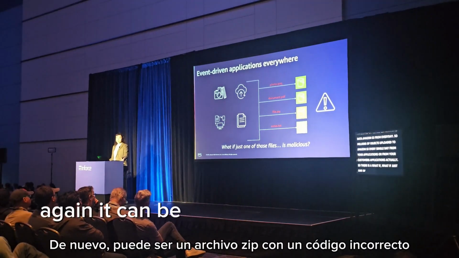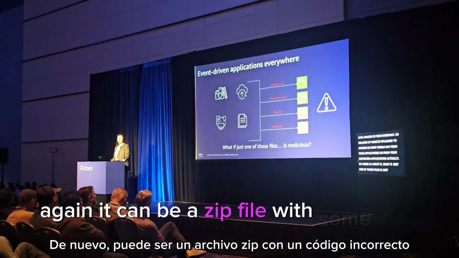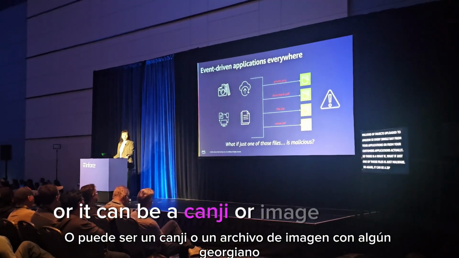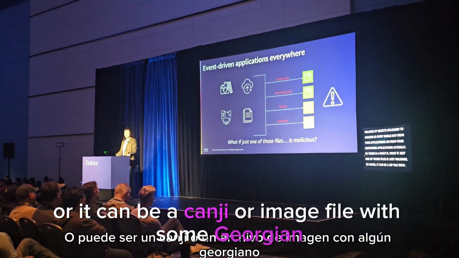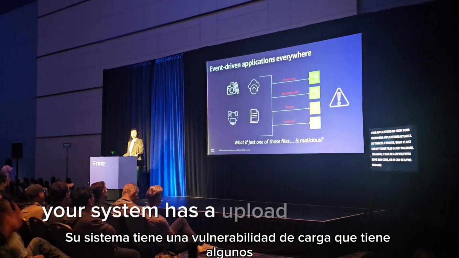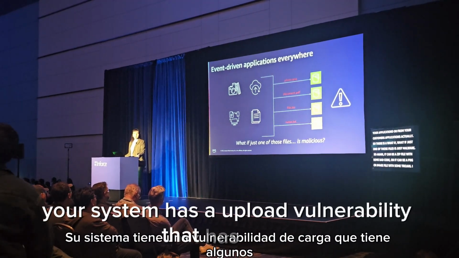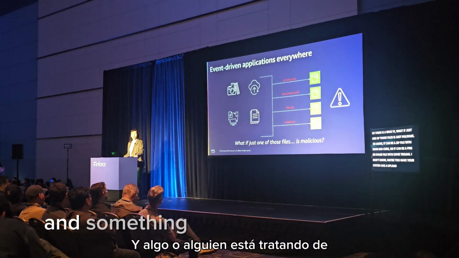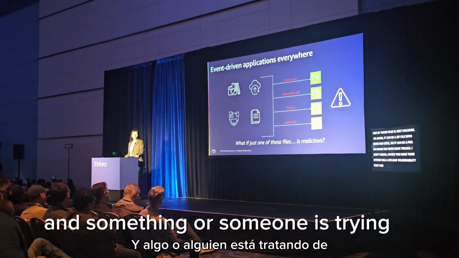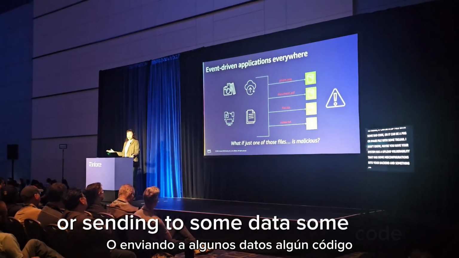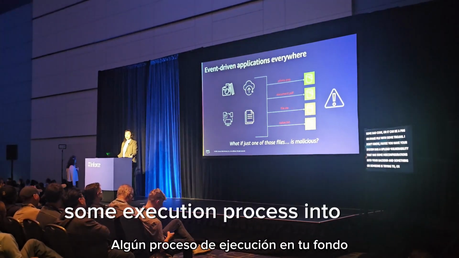Again, it can be a zip file with some bad code, or it can be a PNG or image file with some Trojan. I don't know. Maybe your system has an upload vulnerability with some misconfigurations in your backend, and something or someone is trying to send some data, some code, some execution process into your backend.